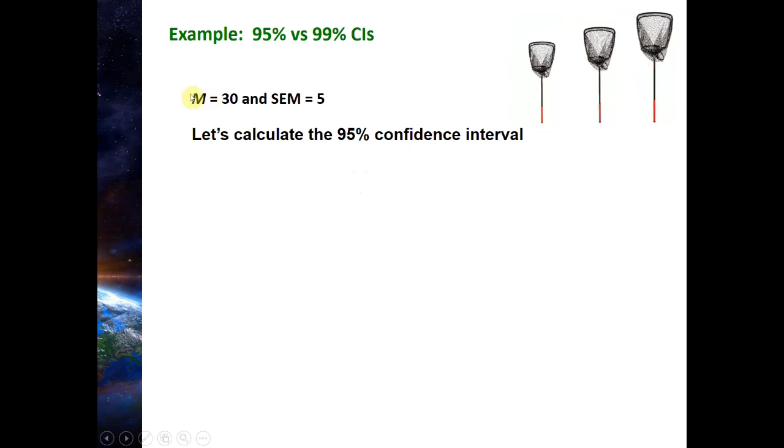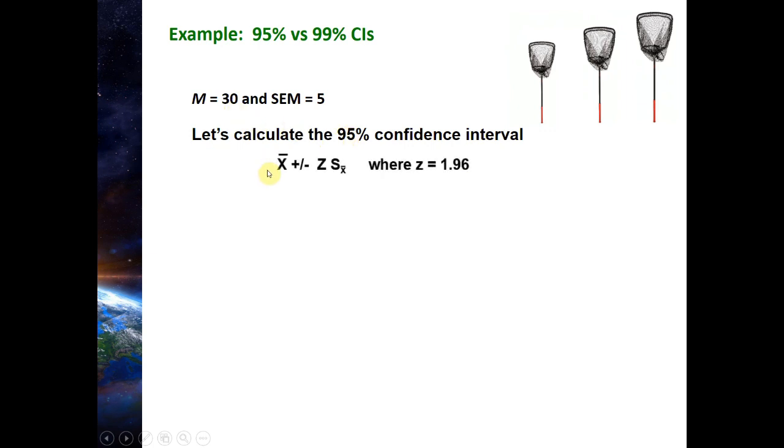Okay, so let's just say that we sampled from a population, and X bar, the sample mean, is 30. And we calculated S sub X bar, so we estimated SEM to be 5. All right, now let's draw a 95% confidence interval around this mean.